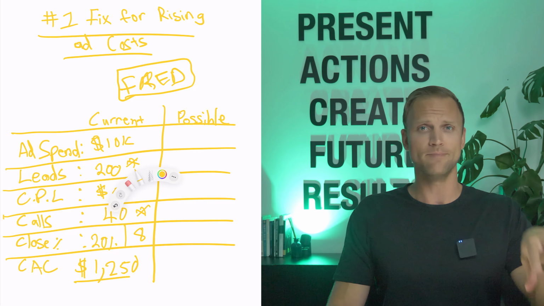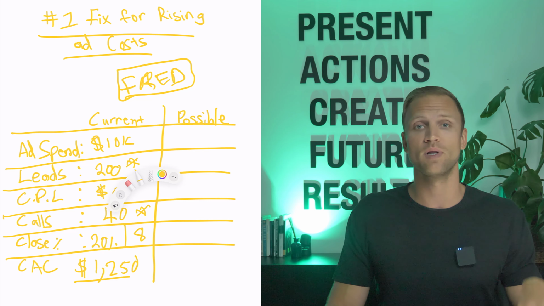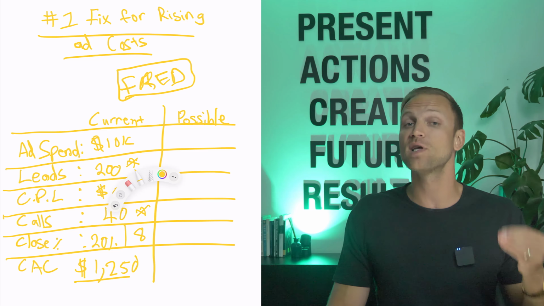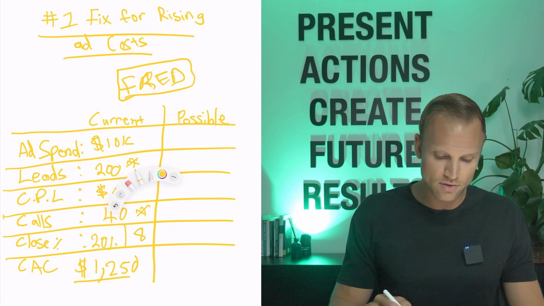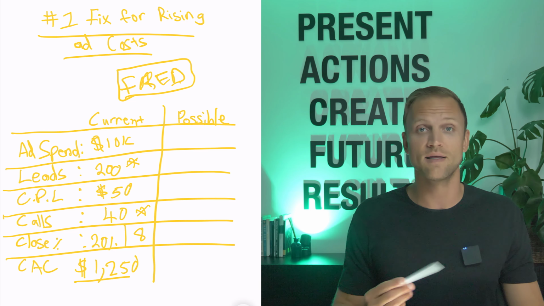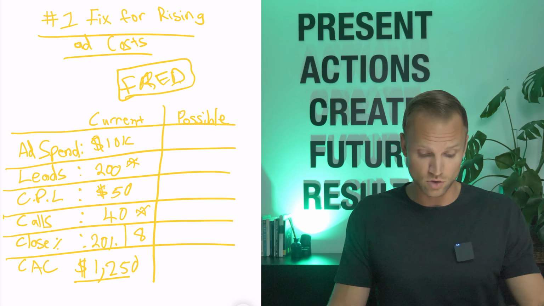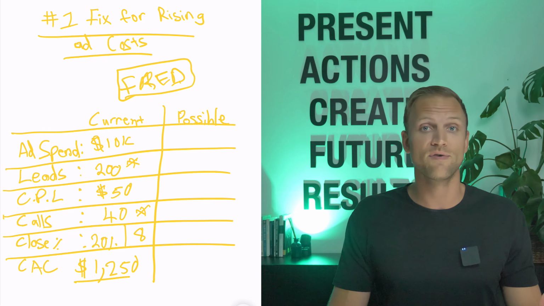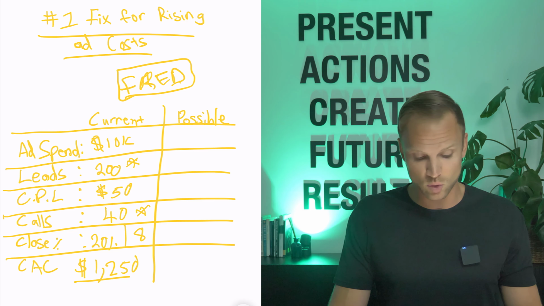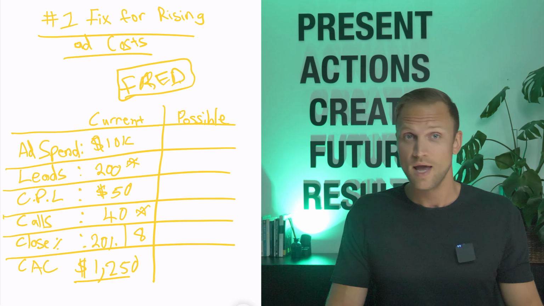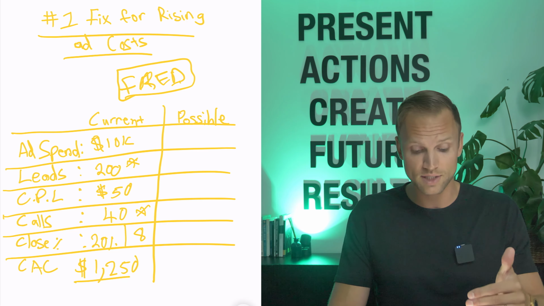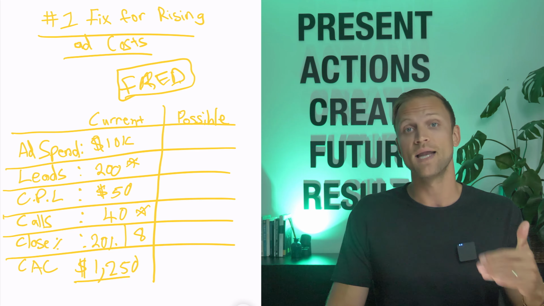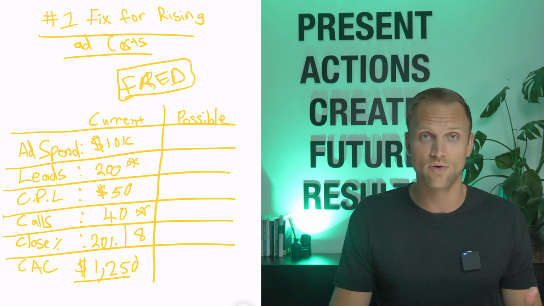So again, let's go through a math example and let me show you what happens when you fix your sales process instead of chasing more leads. So again, the current scenario is as follows. Fred is spending $10,000 on ads. He's gotten 200 leads. His cost per lead is $50. His booking rate is at 20%, which means he got 40 calls. And his close rate over here is at 20%, which means out of that $10,000 in ad spend, he got 8 deals and his customer acquisition cost is $1,250.